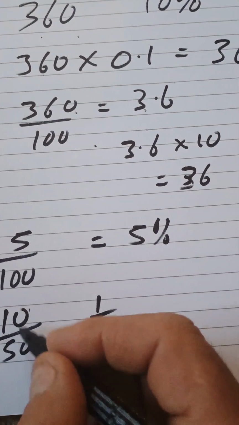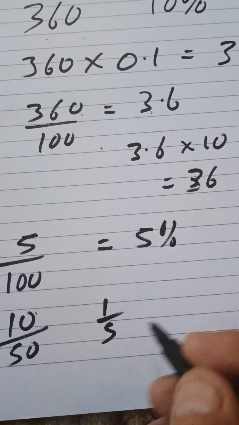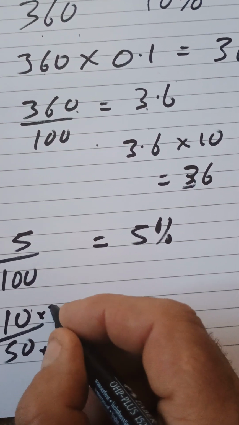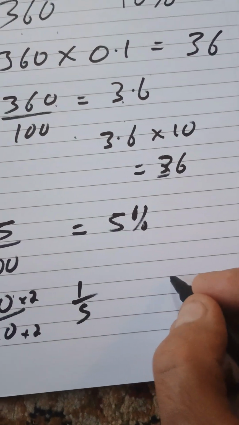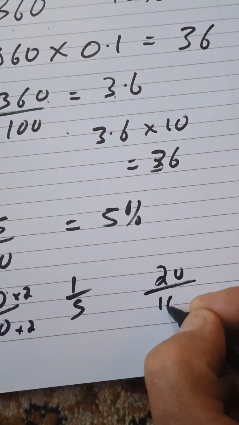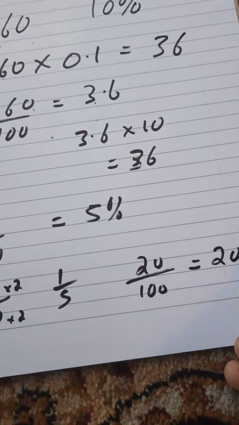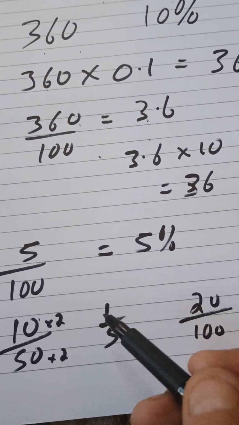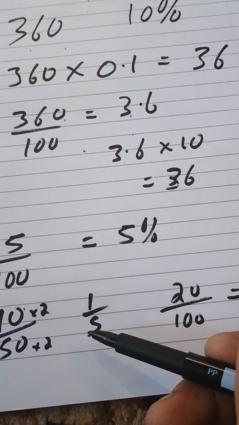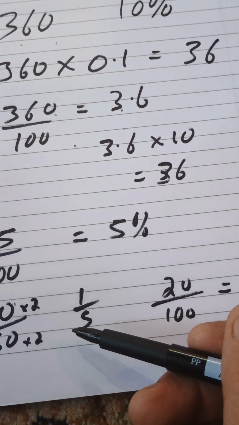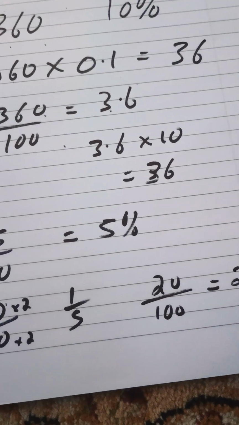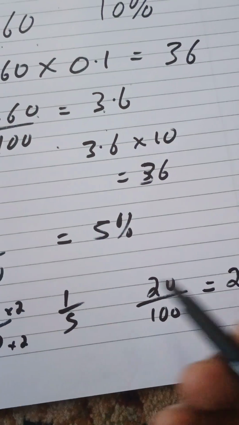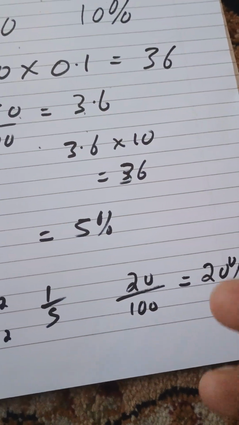So same thing. If we think about 10 50ths, how do we get this to be 100 at the bottom? Double it. So times 2. Do the same to the top, times 2. And we end up with 20 over 100. So we end up with 20%. 1/5 is, of course, 20%. If we think about that, 20 plus 20 plus 20 plus 20 plus 20, 5 20s are 100. So we end up with 100%.